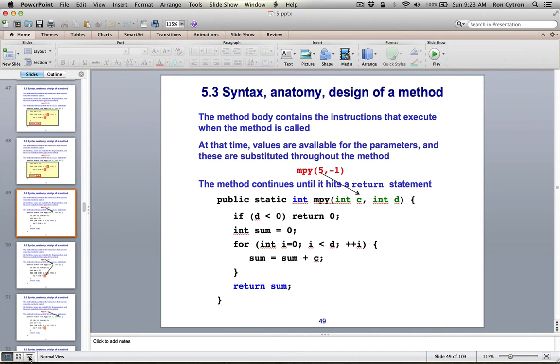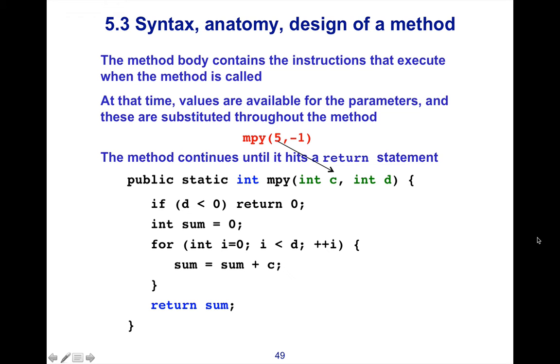Now here we see a change to the method. This method has an if statement before the main part of the computation that checks to see whether D is negative, and if so, it returns 0. This particular implementation of multiply does not work if the second argument is negative. So we check for that, checking for D being negative, and if so, we return 0.